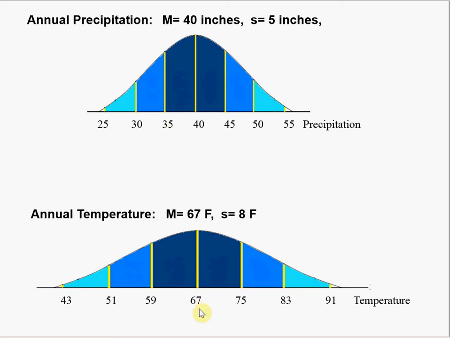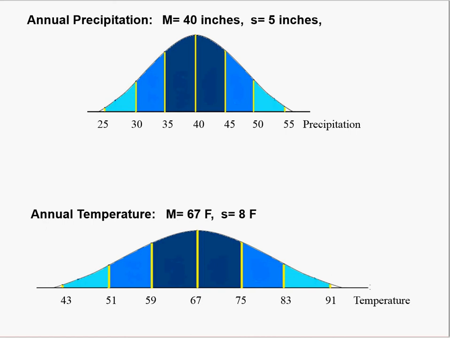Now look at this chart. 67 is the mean. 75 is one standard deviation above the mean. 83 is two standard deviations above the mean. 91 is three standard deviations above the mean. In the same way, 59 is one standard deviation below the mean, 51 is two standard deviations below the mean, 43 is three standard deviations below the mean.